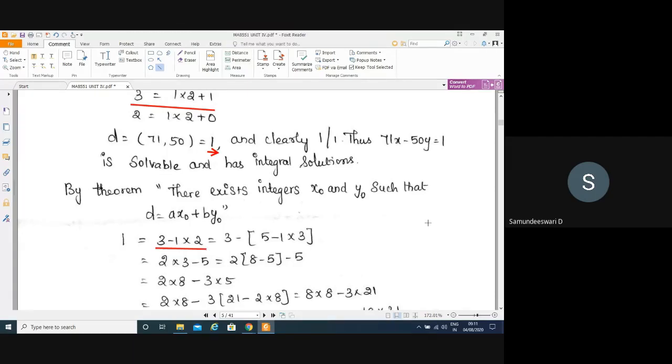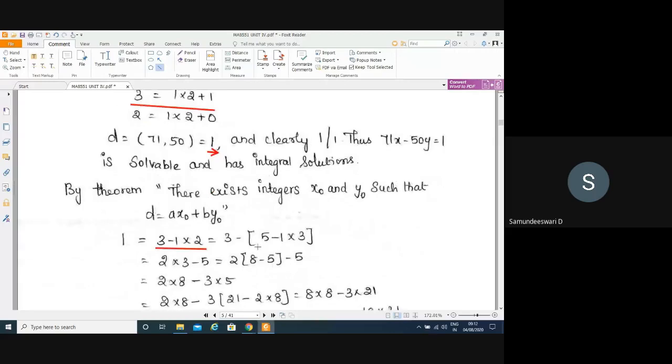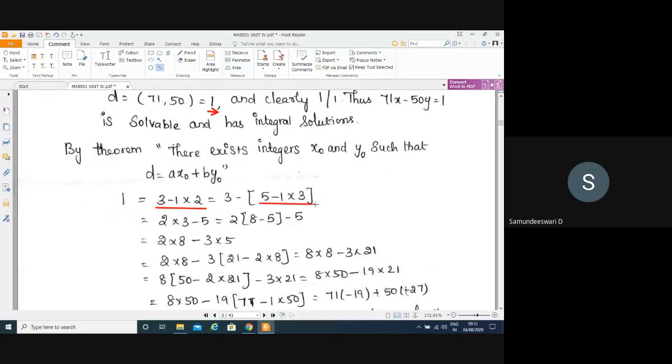Again replace, go back to the previous step. In the previous step of the Euclidean algorithm, 2 is the remainder. So substitute 2 equal to 5 minus 1 into 3. Then 3 minus 1 into, in brackets, 5 minus 1 into 3. Now multiply inside the bracket: minus into minus is plus, so 1 into 3.